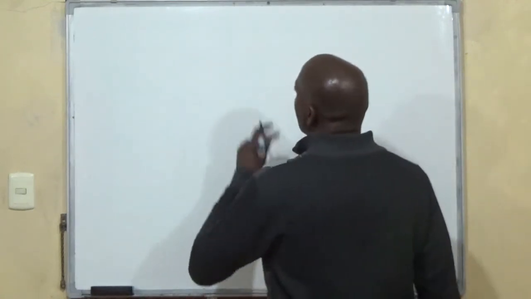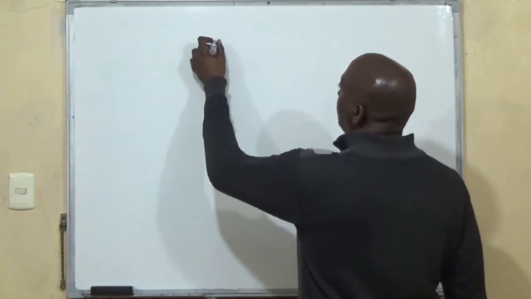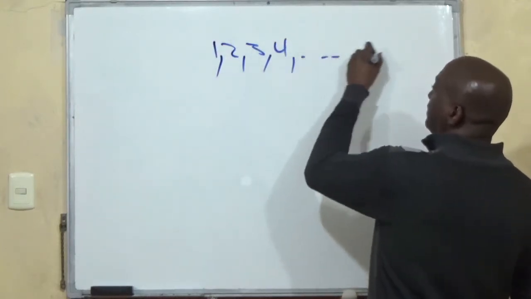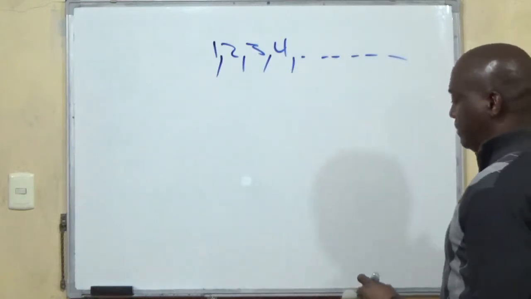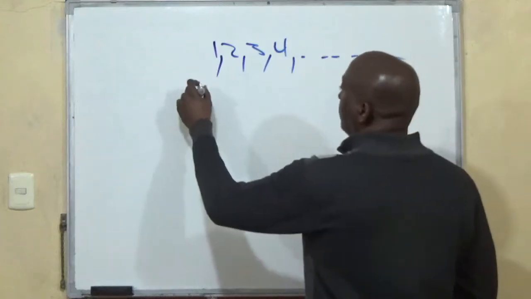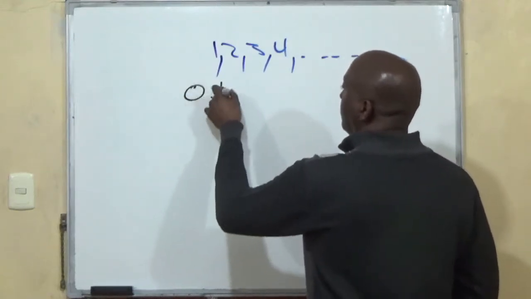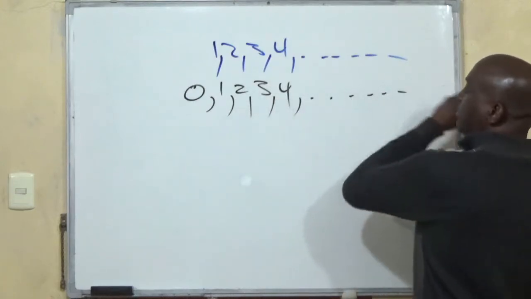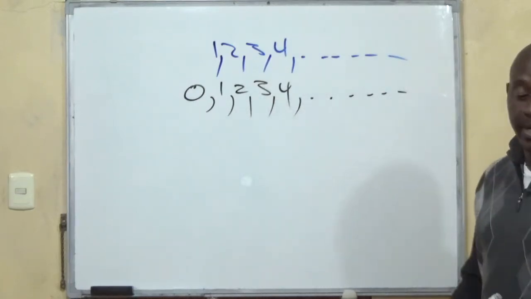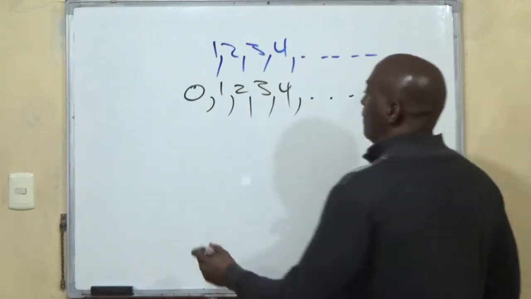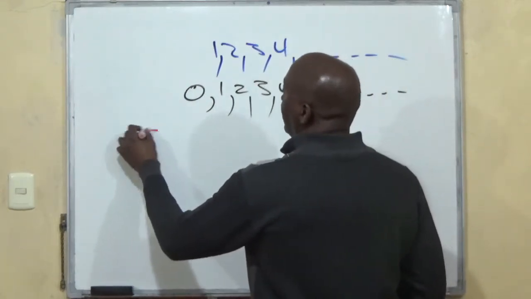let me see. Your natural numbers would be 1, 2, 3, 4, going down the road. That's your natural numbers. And then we change the color and we add a 0. 0, 1, 2, 3, 4, going down the road. That is your whole numbers. And then we go a little further now. We add negative numbers.